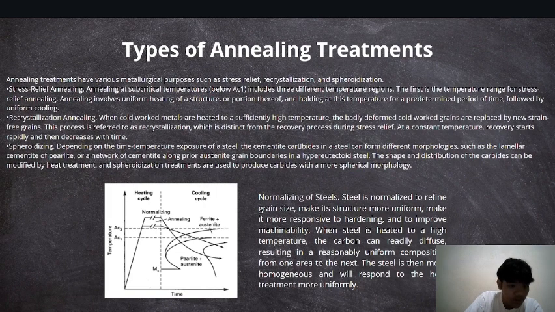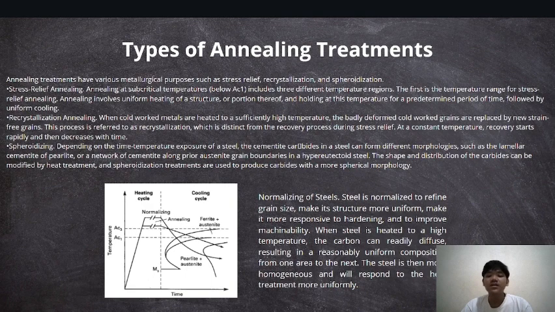3. Spheroidizing. Depending on the time and temperature exposure of a steel, the cementite carbides in a steel can form different morphologies, such as the lamellar cementite of pearlite or a network of cementite along prior austenite grain boundaries in hypereutectoid steel. The shape and distribution of the carbides can be modified by heat treatment, and spheroidization treatments are used to produce carbides with a more spherical morphology.